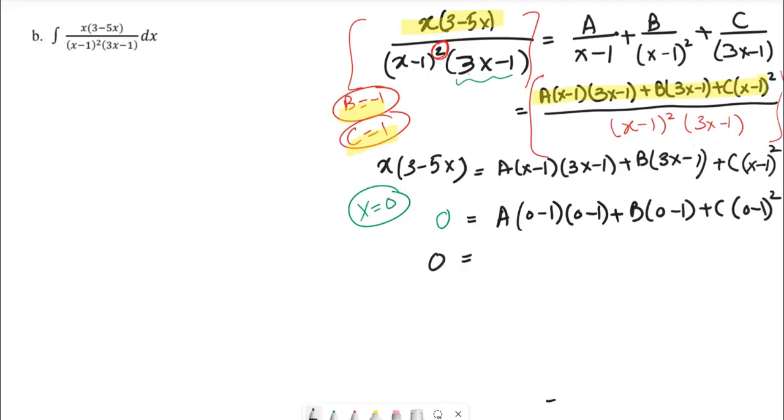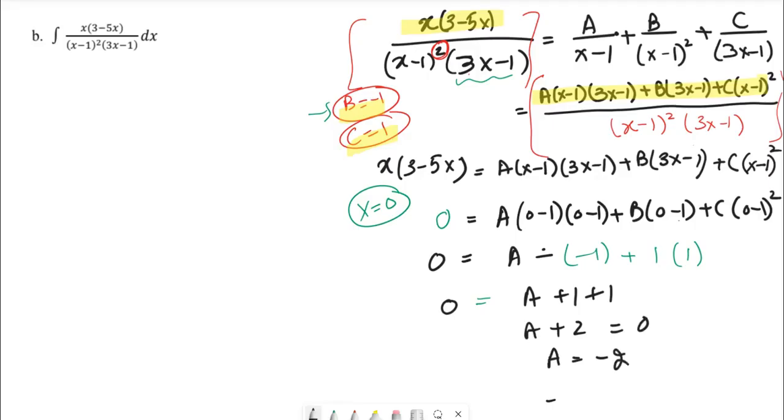So 0, a I do not know, but negative 1 times negative 1 is 1. A minus b, because negative 1 times b, but I know that b is negative 1 from this, plus c is also 1 times negative 1 square is 1. Basically what I have is 0 equal to a plus 1 plus 1. A plus 2 equal to 0. A should be negative 2. So we figured out A also, A, B, C.